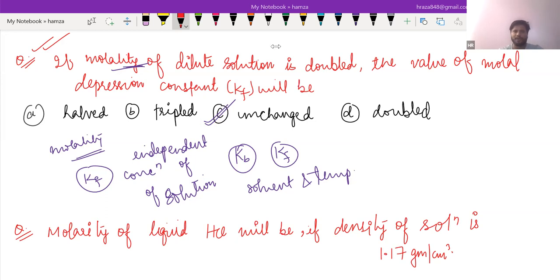The portion of the test will be basically ideal and non-ideal solution. Ideal, based on Raoult's law, you can call it Raoult's law. That will cover ideal and non-ideal solution. Okay.